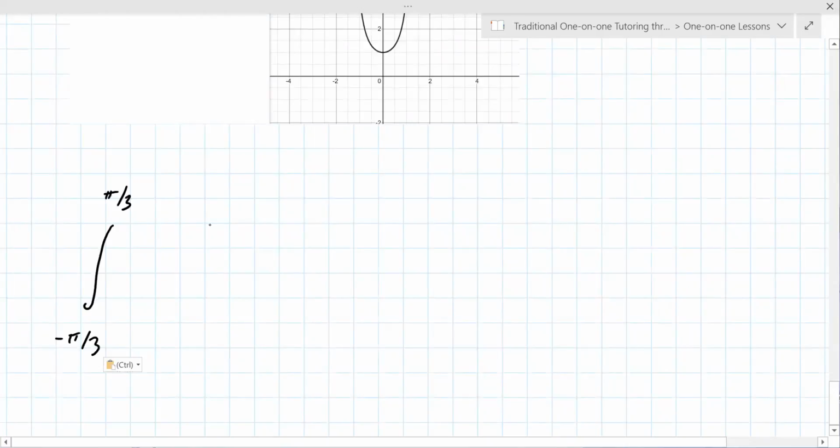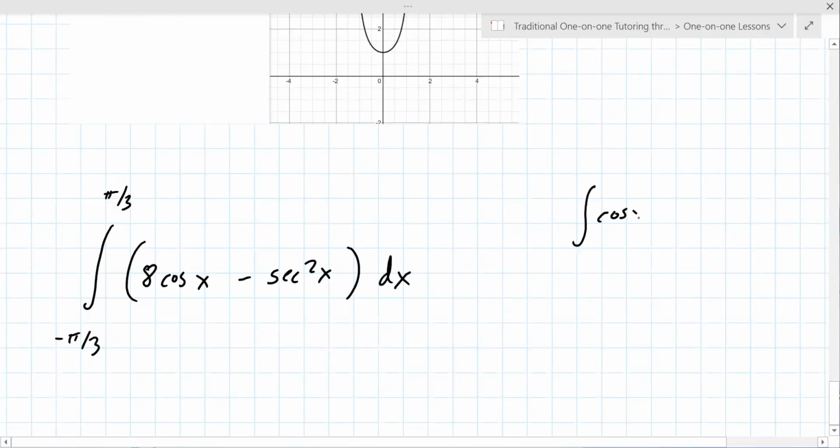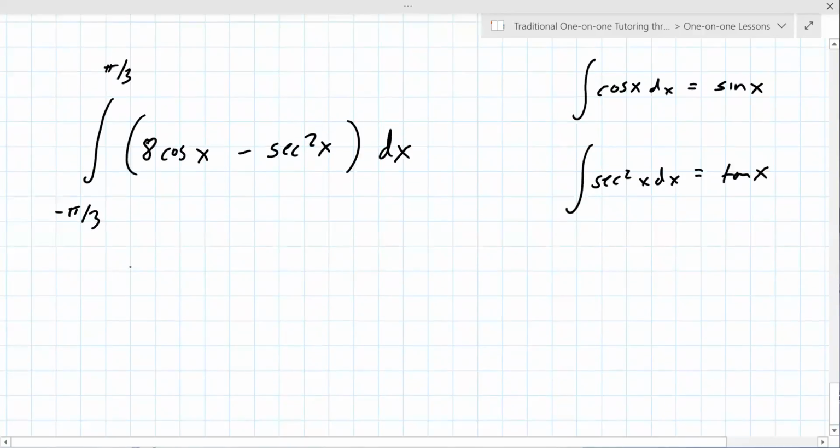So your top is, what did I say here? 8 cosine x minus secant squared x dx. All right, so time for you to jump in here a little bit. Do you remember the antiderivative of cosine? The antiderivative of cosine is sine. Sine x, perfect. How about the antiderivative of secant squared? It's tangent. Yep. Okay, so not too difficult.